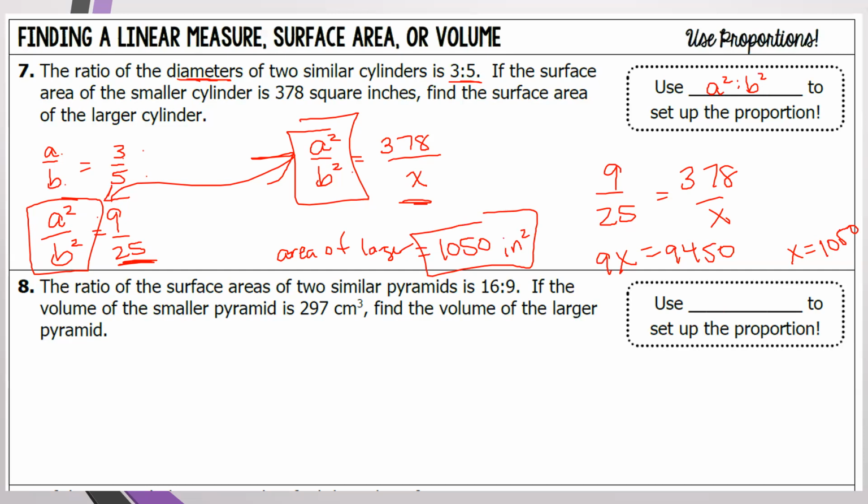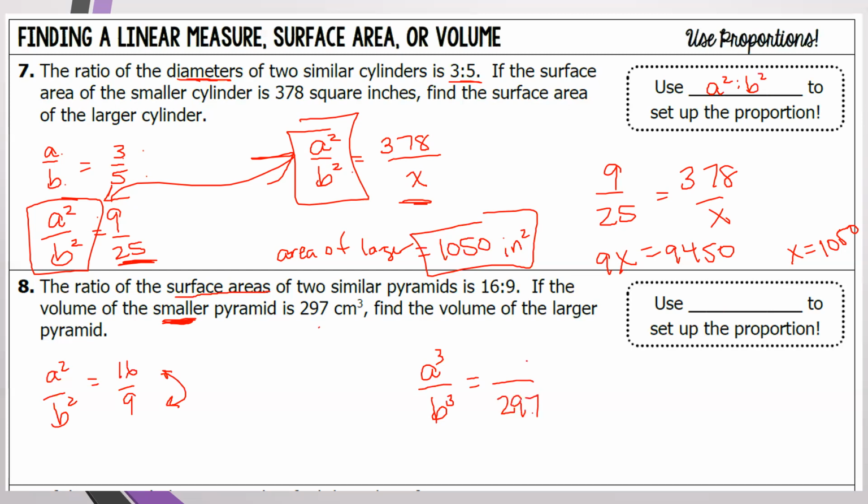Let's do another one. The ratio of the surface areas, A squared over B squared, of 2 similar pyramids is 16 to 9. If the volume of the smaller pyramid, volume, so we're going to be looking at A cubed over B cubed. The volume of the smaller one, right? Well, where is that 297 going to go? Is it going to go in the top or the bottom? This is the smaller pyramid. So I'm looking here, which one of these numbers, 16 or 9, would represent the smaller pyramid? Clearly it'd be the 9, because 9 is smaller than 16. So the smaller pyramid volume will go in the bottom.